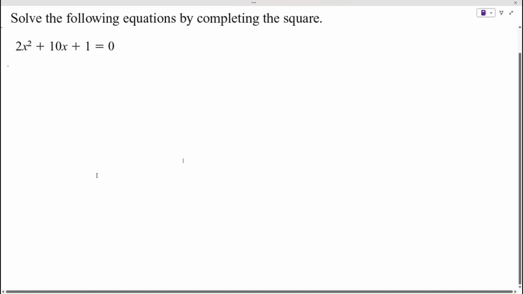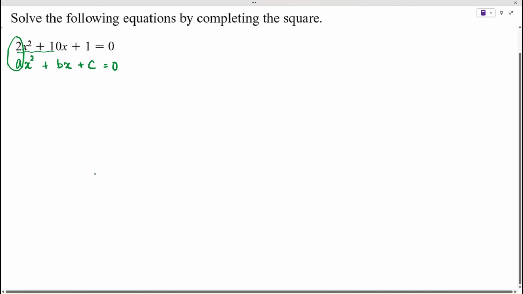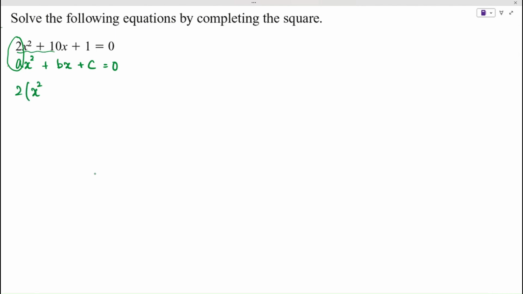Now we have our second question. We have 2x squared plus 10x plus 1 is equal to 0, and with this we're going to complete the square. As always, we're going to write out the generic formula of our quadratic equations, and we get ax squared plus bx plus c is equal to 0. We find our coefficient of x squared, and for that we have 2. So we factorize 2 out of the first two terms, and for this we get 2 times x squared plus 5x, and plus 1 is equal to 0.